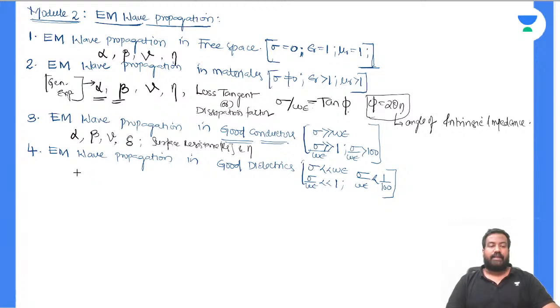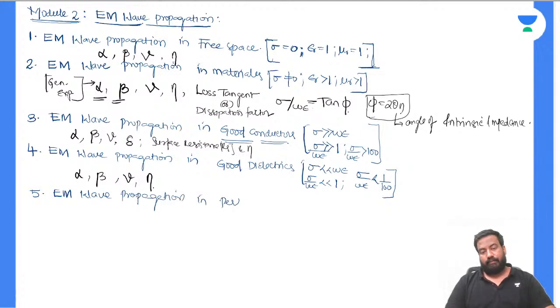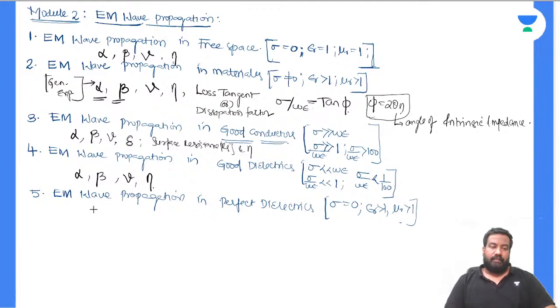EM wave propagation in good dielectrics: derived alpha, beta, velocity, and eta. And also we had completed EM wave propagation in perfect dielectrics, where sigma is 0, epsilon r greater than 1 and mu r greater than 1. Here also we derived expressions for alpha, beta, velocity and eta.